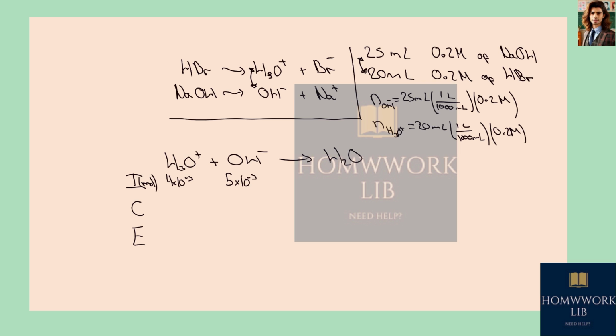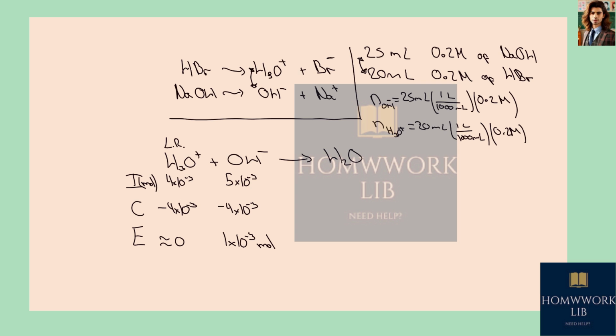So which one is going to be the limiting reagent? The limiting reagent is going to be the hydronium because that's the one that we have less. So the amount of change, since this is a quantitative reaction, is equal to the initial amount of hydronium. At equilibrium, we have close to 0, and of OH minus, we have 1 times 10 to the minus 3 mole.